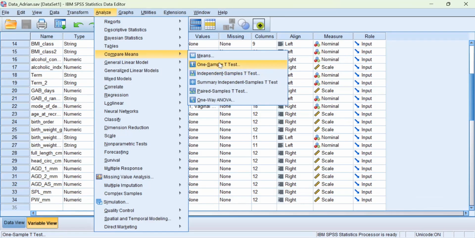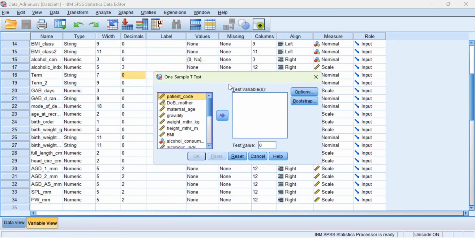In that case, when you click it, they will ask you to put the variable. You put the variable, and then they will ask you to put the test value. Please, here, I didn't get that clearly.